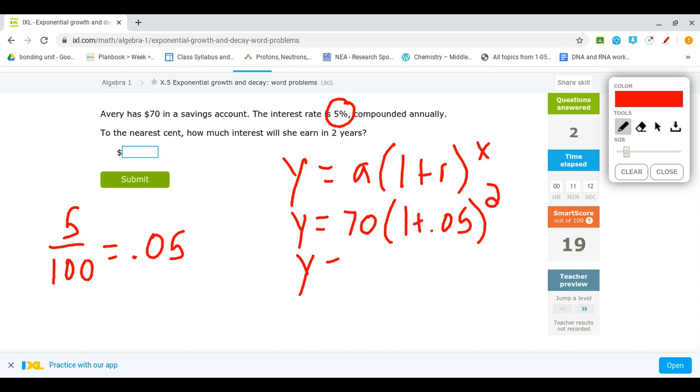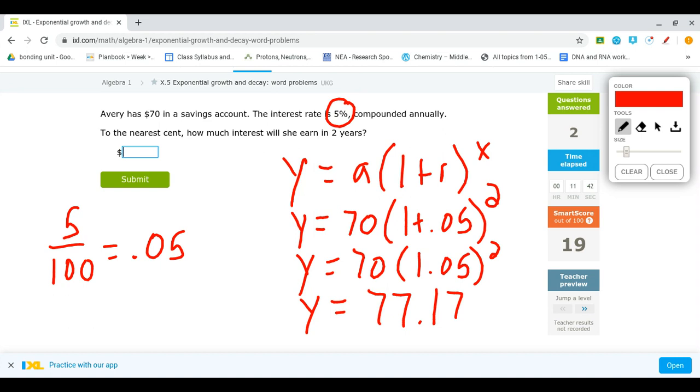If you want to simplify what's in the parentheses, 70 times 1 plus 0.05 is 1.05 raised to the second power. And now we could go ahead and use our calculator. 70 parentheses 1.05 all raised to the second power. I get 77.175, which rounded to the nearest cent is $77.18. Now you do have to be careful on this problem.